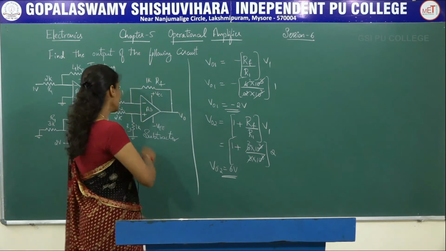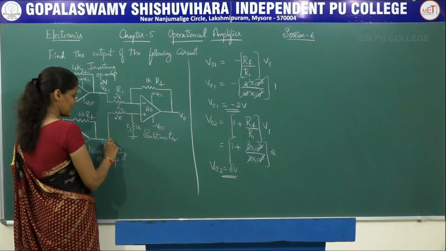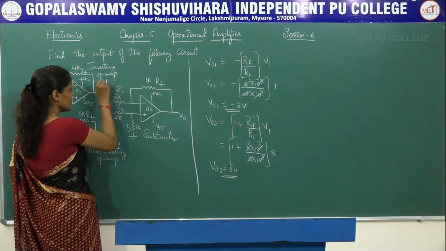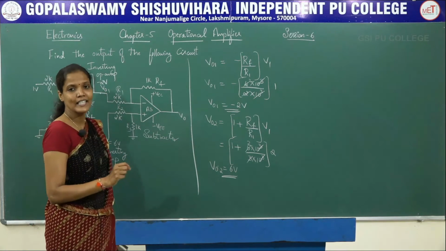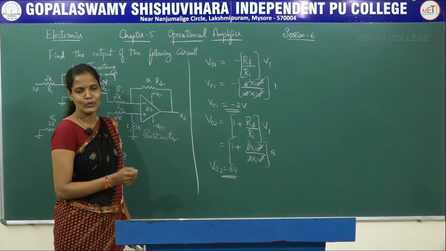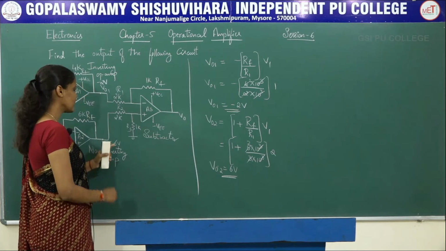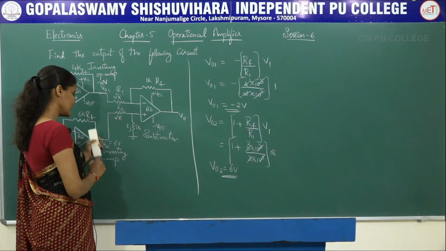So now I got V01 as 2 volts and V02 as 6 volts. Sorry, this is minus 2 volts. You have to take that symbol also. If you miss the negative symbol, the entire problem will be wrong. So minus 2 volts is the V01 value, and 6 volts is the V02 value.